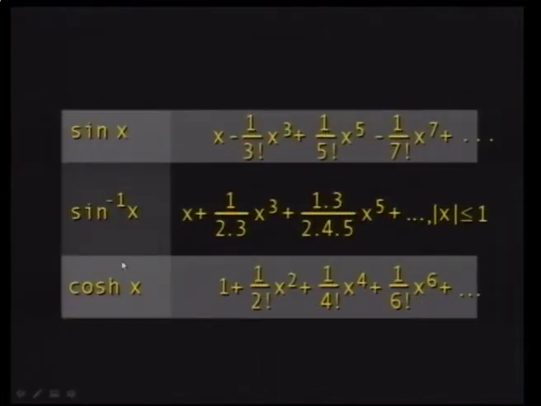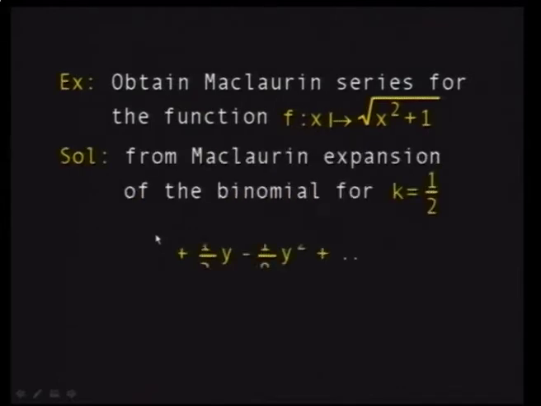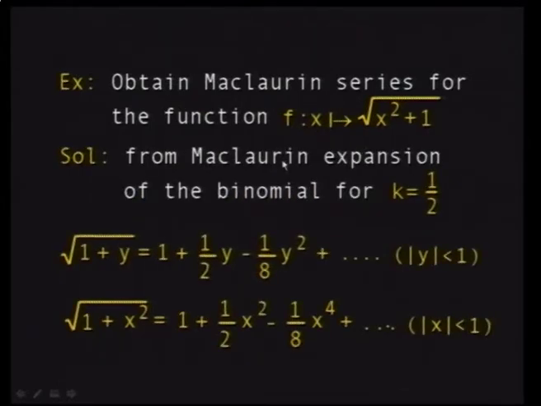These are Maclaurin expansions for other functions. Obtain the Maclaurin series for the function square root of x squared plus 1. Of course, you can use Maclaurin expansion or Taylor. Taylor and Maclaurin, in fact, are the same. They follow the same procedure, and the expansion is the same, except that the point a is another point. For Maclaurin, you take it around the point x equal to 0.